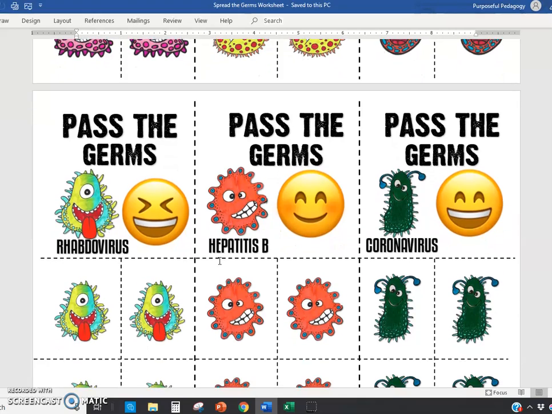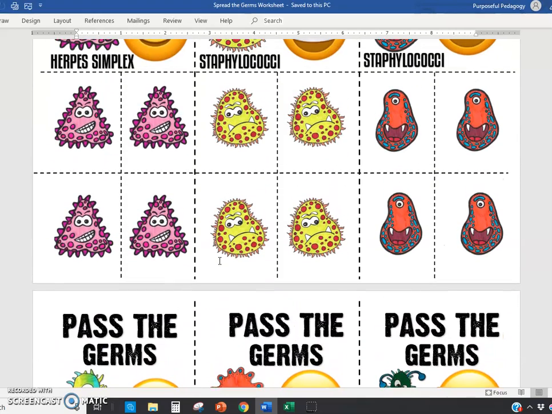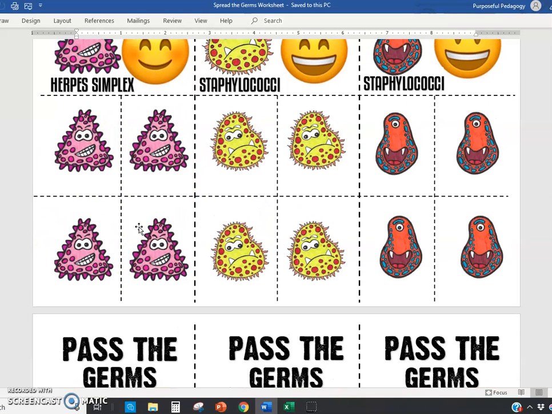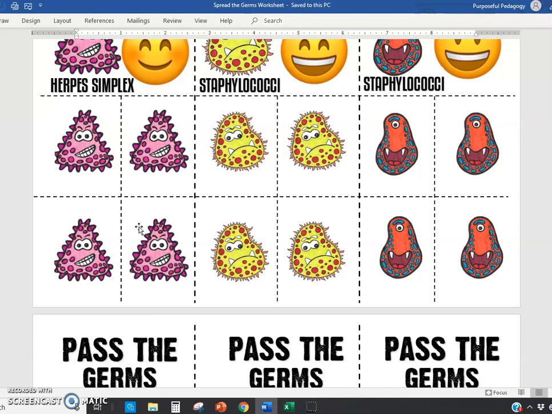Now, I have 10 germs, so if you have more than 10 students, there are going to be repeats, and that's fine. I actually think that works better because you end up infecting more people, and that makes the game a little bit more fun. But in general, you're going to have at least 4 people to be infected unless you choose more than one germ to be pathogenic.